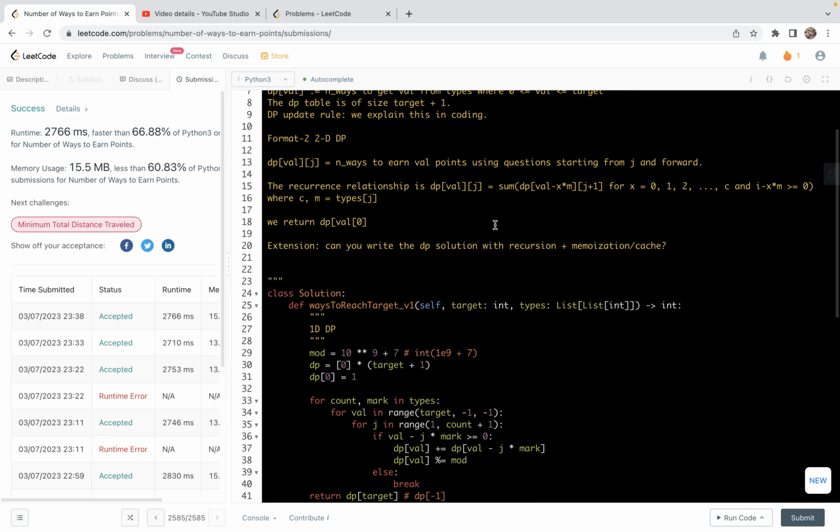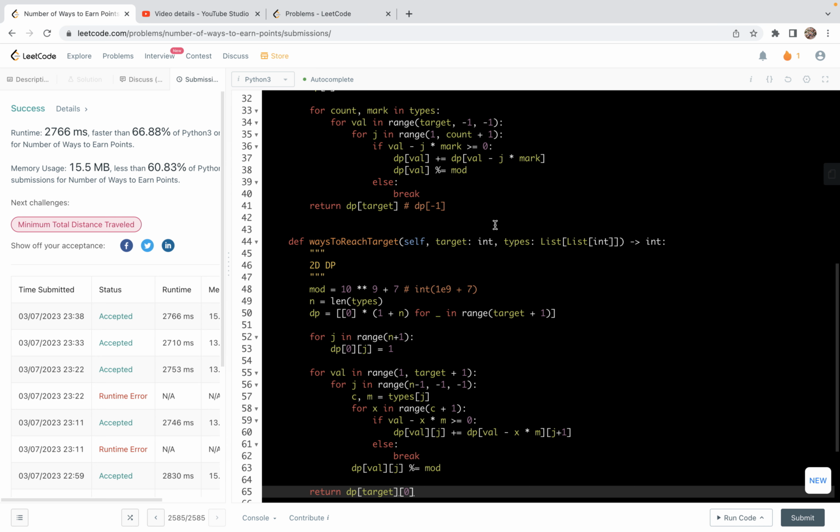Now let's look at generic cases. Yeah, it passes all the generic cases. So with that said, I guess that's about it for this specific problem. As we mentioned here, maybe we can try to write DP solutions with recursion plus memoization or cache. So this is one extension. Another extension might be to relate the question to the knapsack problem and also to the coin change problem, with different assumptions and constraints.